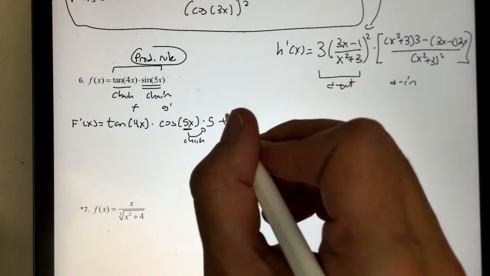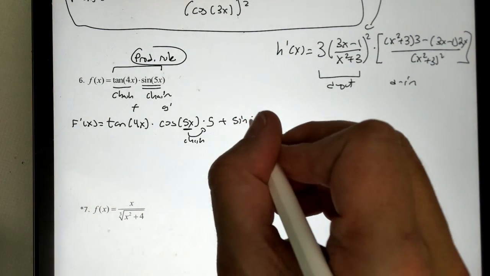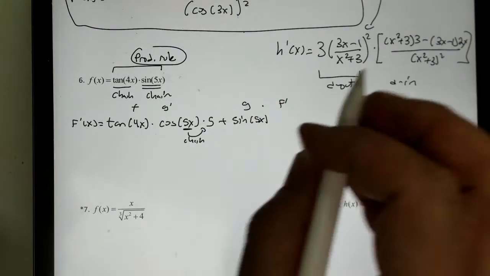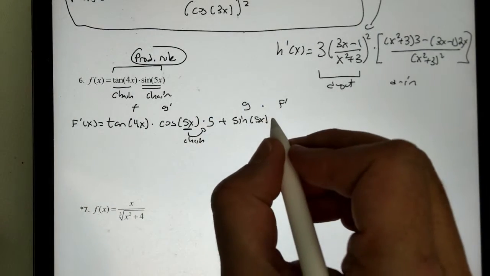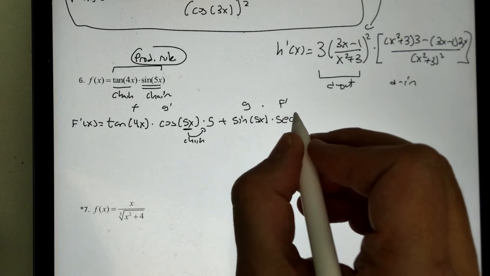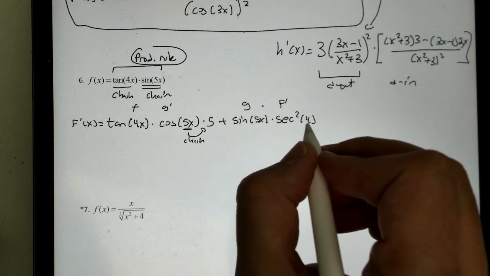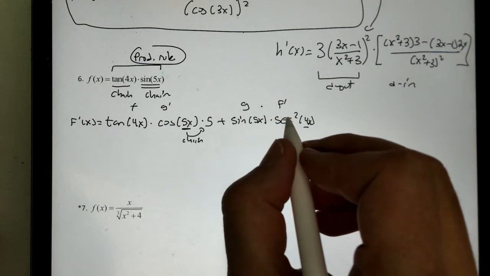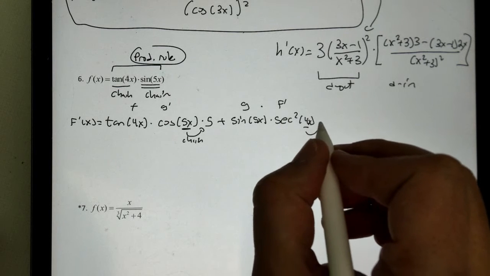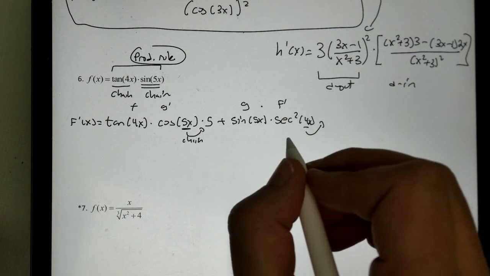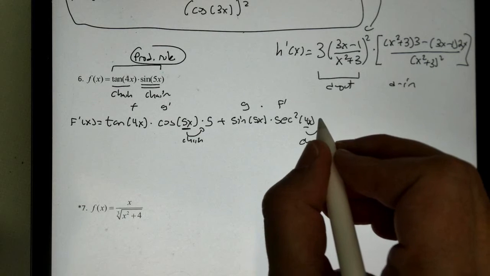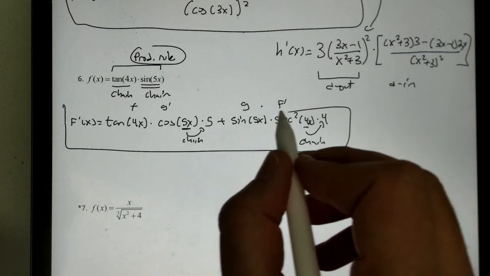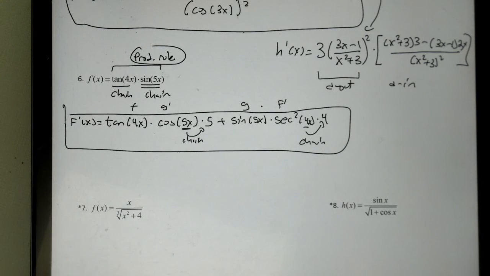Plus, now we're going to take the second function, which is the sine of 5x. Remember, now we're doing g times f prime. And the derivative of tangent is secant squared of 4x. But remember, we're taking the derivative of tangent of 4x, so we do have an inside. I got something inside parentheses here, so we have to use our chain rule, and we multiply that by 4. And there is our derivative. Very easy to do.